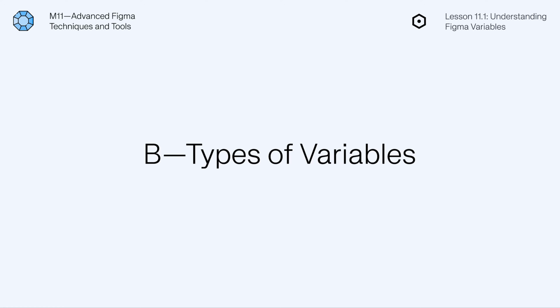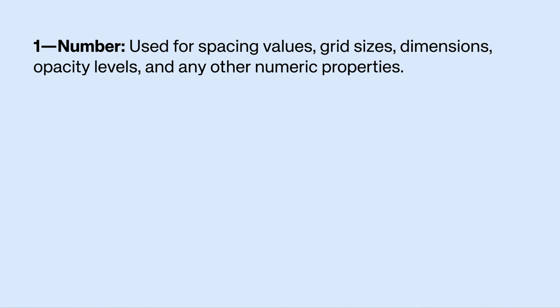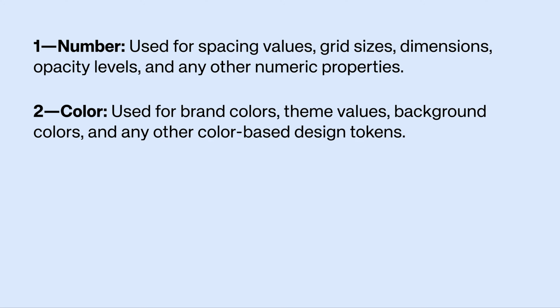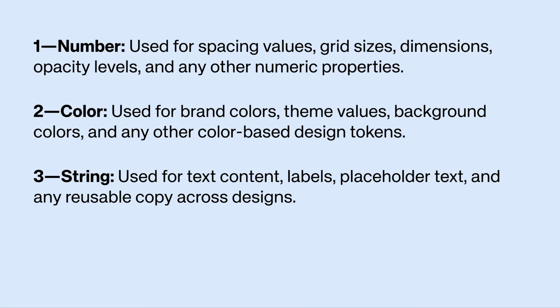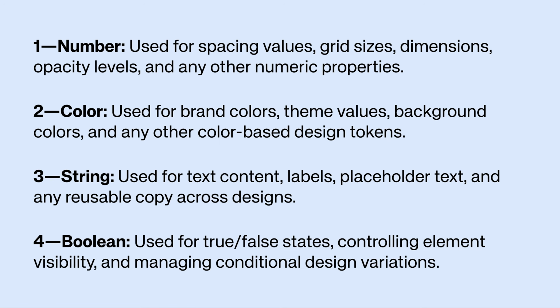Figma variables come in four fundamental types: number, used for spacing values, grid sizes, dimensions, opacity levels, and any other numeric properties. Then we have color, used for brand colors, theme values, background colors, and any other color-based design tokens. Then we have string, used for text content, labels, placeholder text, and any reusable copy across designs. And finally we have Boolean, used for true-false states, controlling element visibility, and managing conditional design variations.